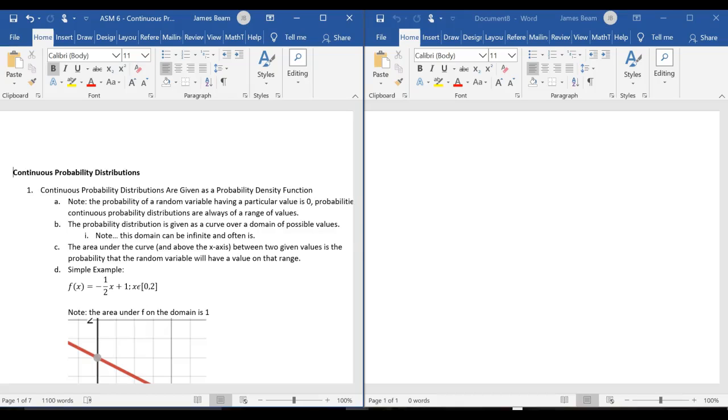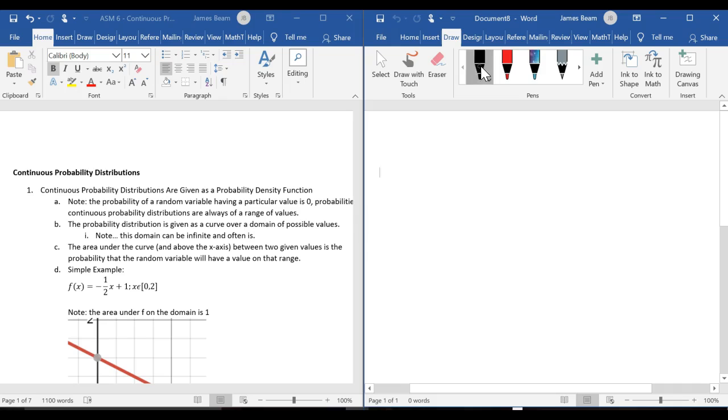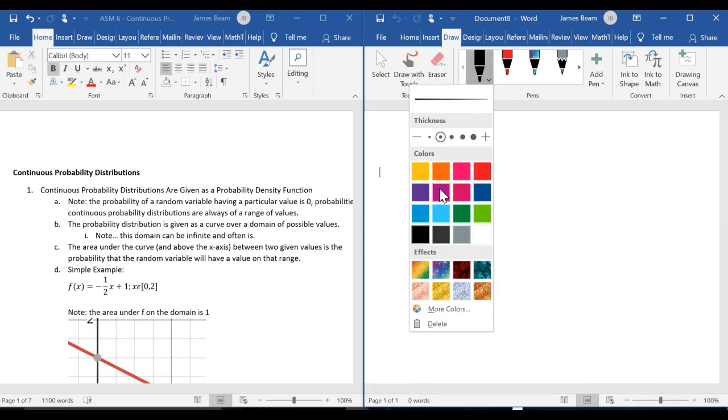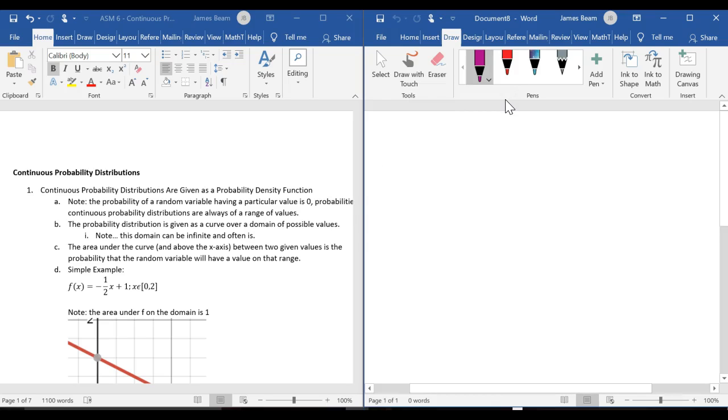Okay, so this is the sixth set of asynchronous material for the stats to help out the summer, and this time we are taking up continuous probability distributions. So last time around we did probability distributions that were discrete, which led us to the binomial distribution and the Poisson distribution.